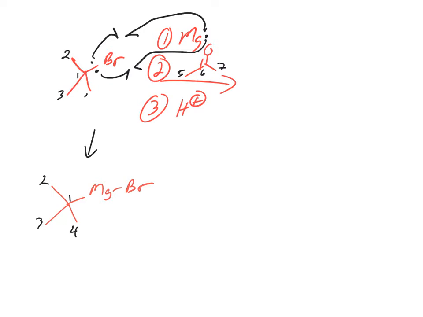from an electrophile into a nucleophile, right? Like a carbanion. It's bonded to a metal. It's like a nucleophile now. It's like a carbanion, negatively charged carbon. So that's step 1. Step 2, we add in the electrophile.